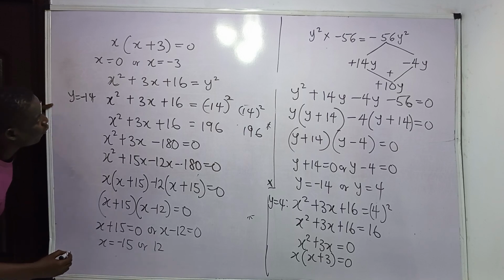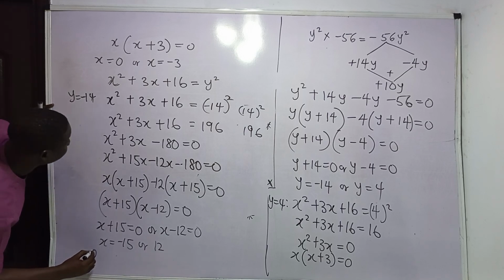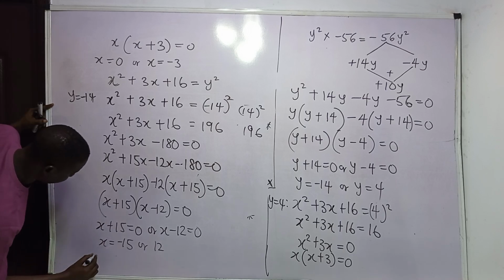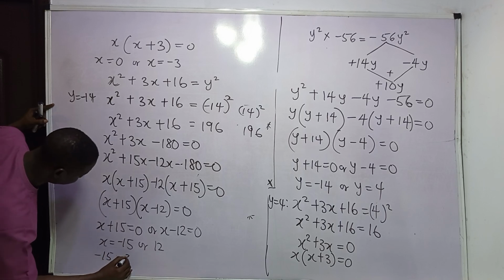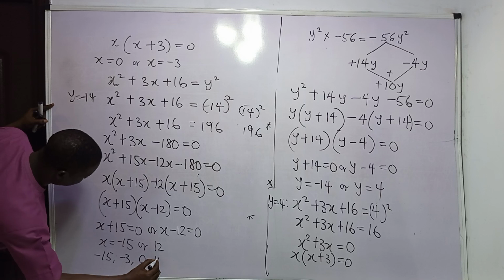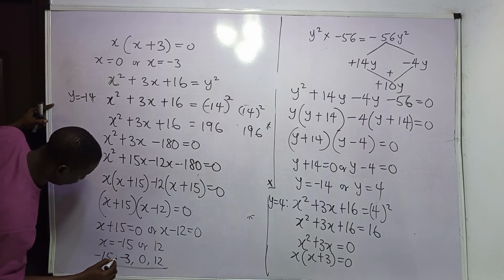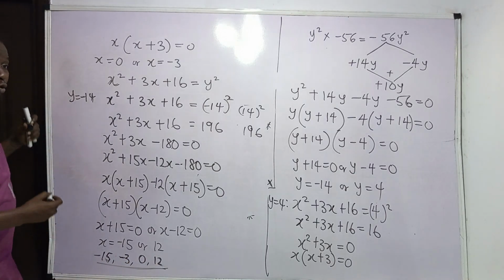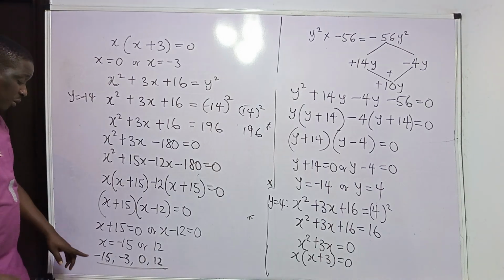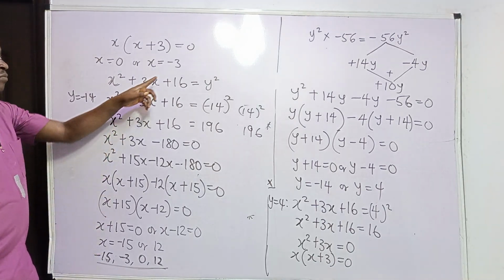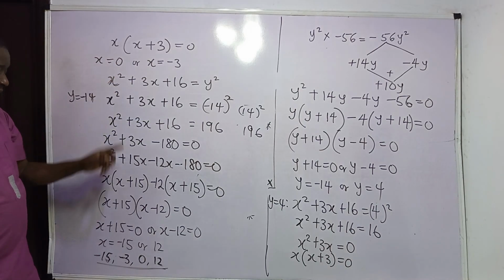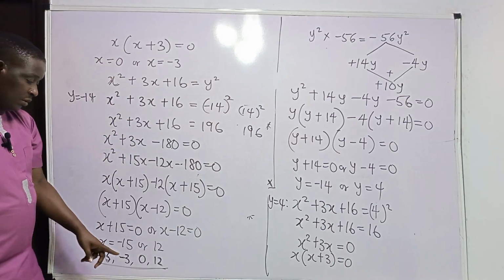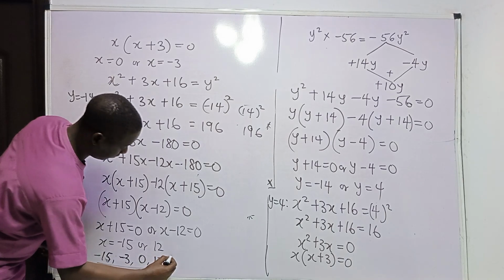So what are the four values of x I would have? I would have minus 15, minus 3, 0, and 12. These are the four values of x that we are going to have. That is to show you how complex the equation is. I'm writing them in ascending order: minus 15 first, minus 3, then 0, then 12. These are the values of x.